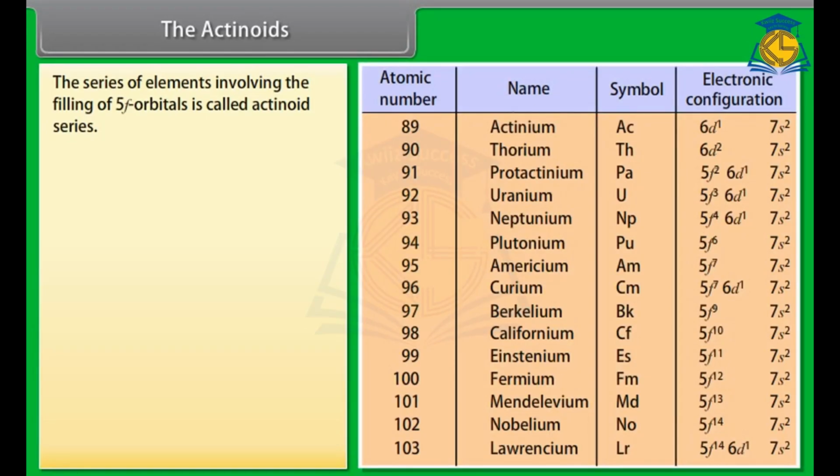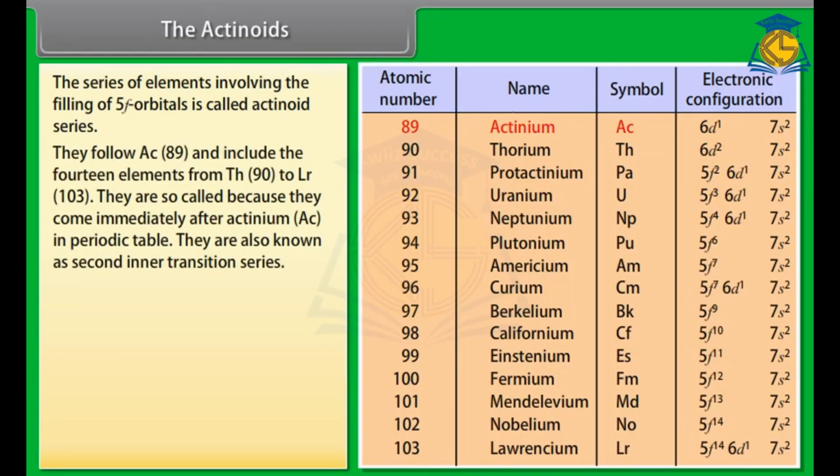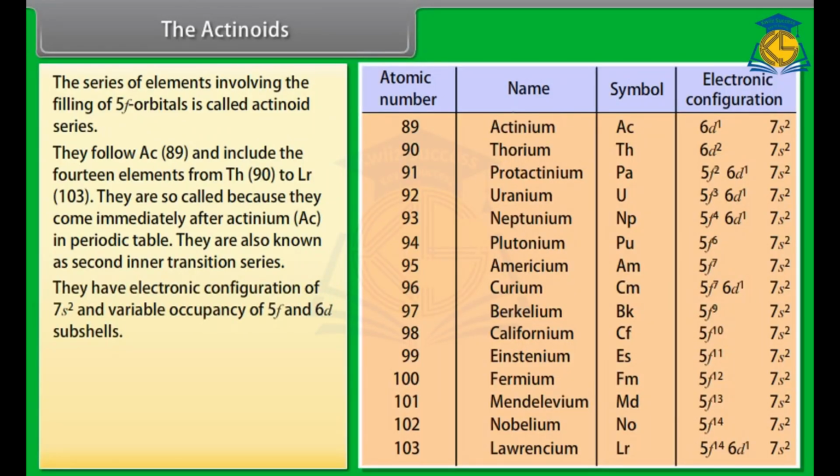The actinoids. The series of elements involving the filling of 5f orbitals is called the actinoid series. They follow actinium and include the 14 elements from thorium to lawrencium. They are so called because they come immediately after actinium in the periodic table. They are also known as the second inner transition series. They have electronic configuration of 7s2 and variable occupancy of 5f and 6d subshells.